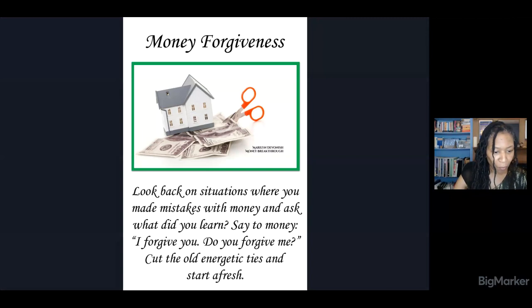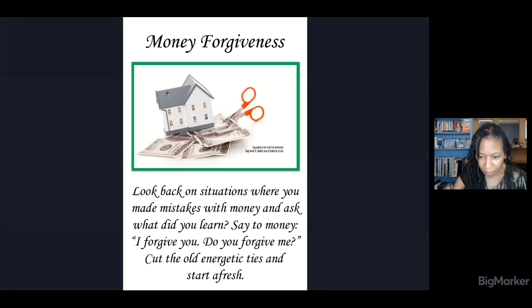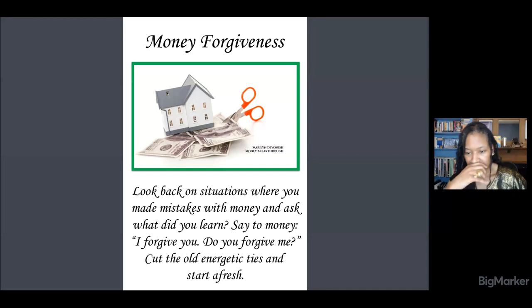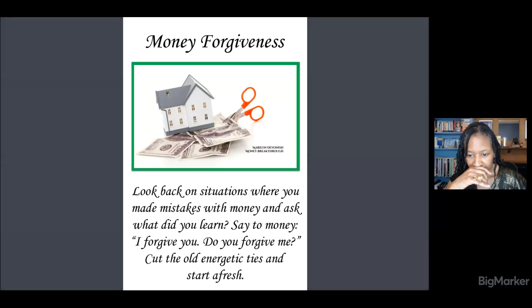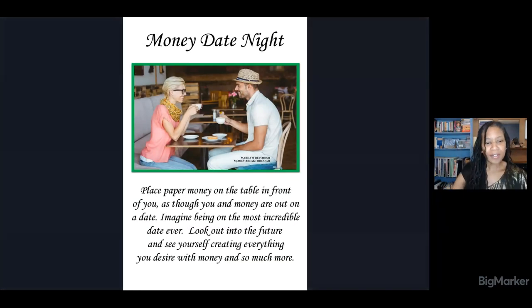So let me pull that one up, go back to the deck, and we're going to be number 30. That's right. Sorry, I've got to pull the navigator up. And money date night should be right about now. Right, so this is the card that I'm looking at.